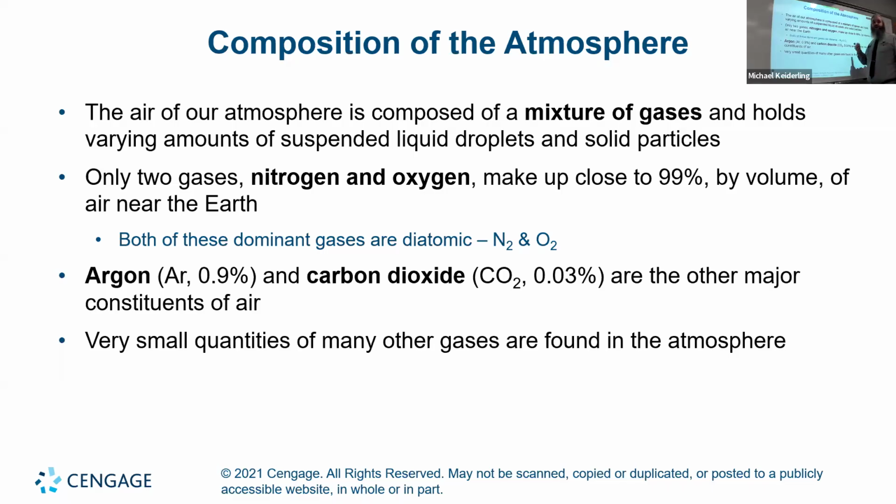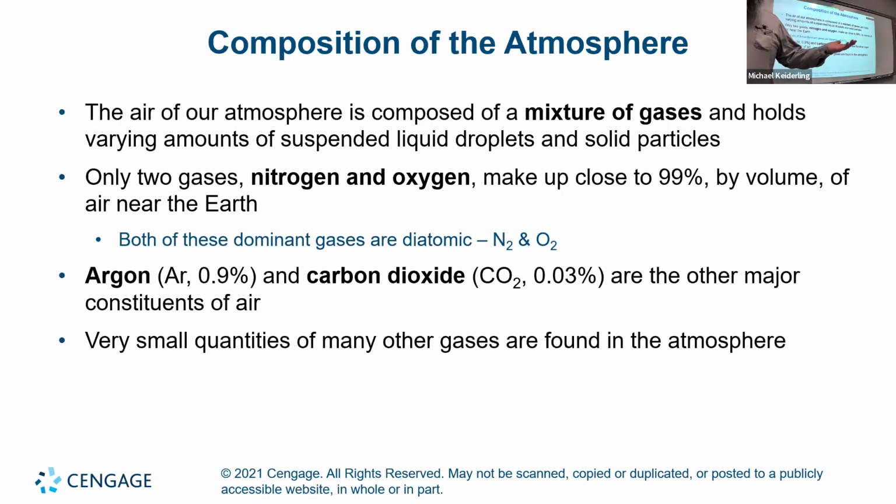So our atmosphere, the air we breathe and such, is a mixture of gases, and it holds varying amounts of suspended liquid droplets and solid particles. Two gases make up about 99% by volume of air near the Earth. These are nitrogen and oxygen. Both of these are diatomic, N2 and O2. It's about 80% nitrogen, 20% oxygen. I think it's about 78 and 21.